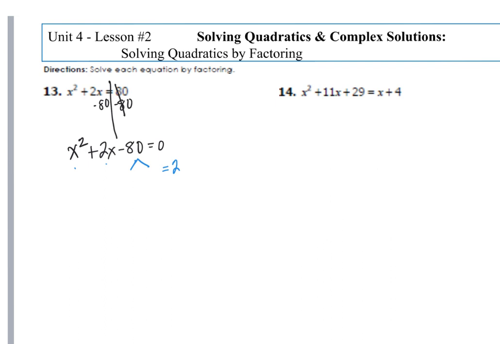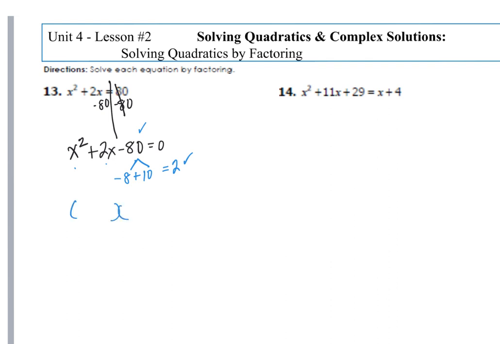I know that these two factors have to be somewhat close together. Because it ends in 0, it's a factor of 10, so I'm thinking 8 and 10. One has to be positive, one has to be negative. So I'm going to say this is a negative 8 and a positive 10 so that it adds to positive 2. They multiply to negative 80.